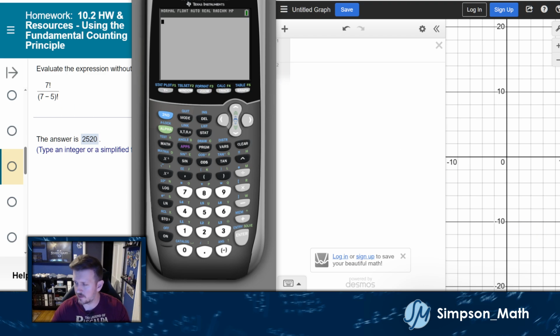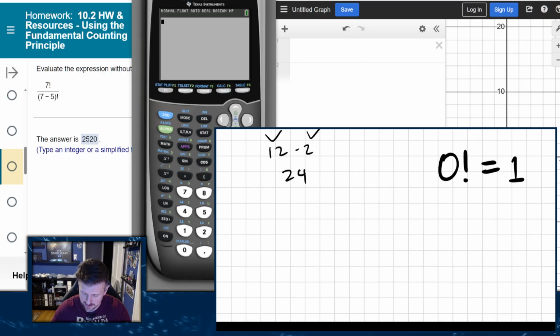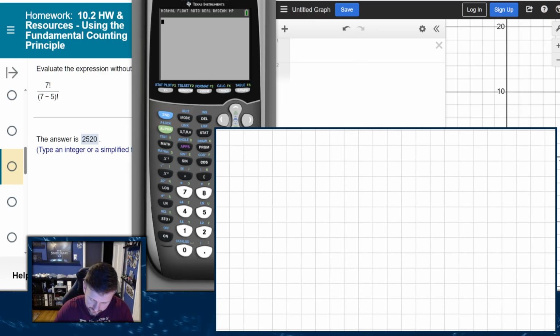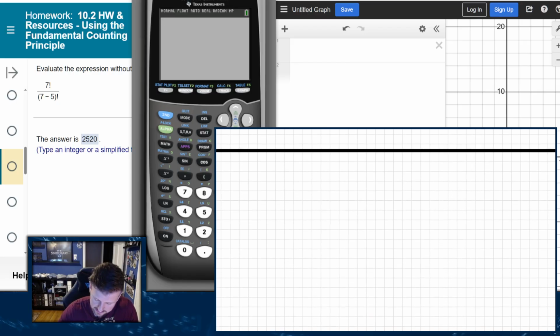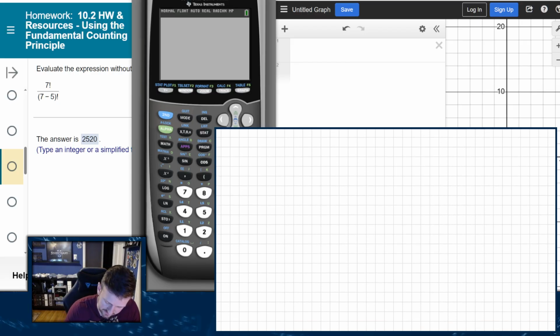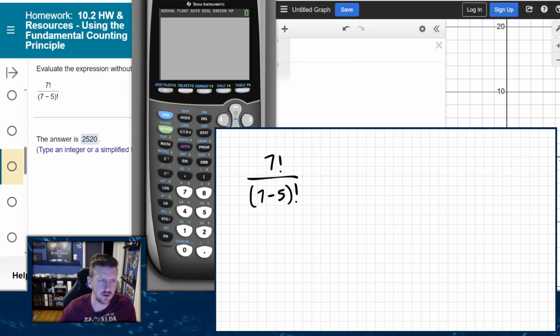First, I want to talk about how I would do this by hand. It looks a little bit scary to do by hand, but it's not as scary. So let's build it out. We have 7 factorial over 7 minus 5 factorial. Let's follow the order of operations we know. I know there was this weird exclamation point factorial thing, but we've always known that we need to simplify parentheses first. So 7 minus 5 is 2, so this is just saying 2 factorial. This is 7 factorial divided by 2 factorial.